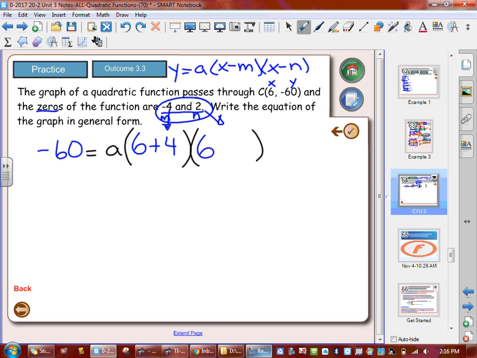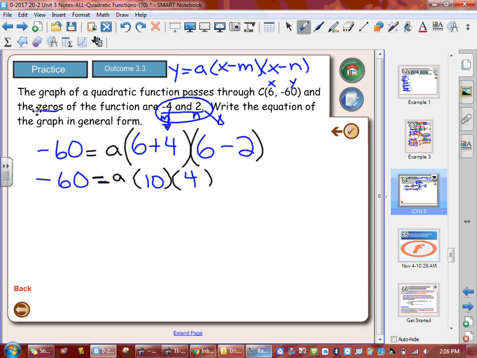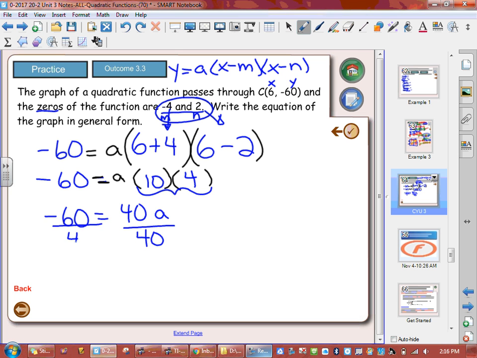So our a stays a, we have a 10 and a 4. Now we're going to multiply again, doing BEDMAS. Negative 60 equals 40a. Dividing by our 40, a equals negative, whoa, negative 3 over 2. So, if you have an exact value answer, which this is, you can actually say negative 1.5.